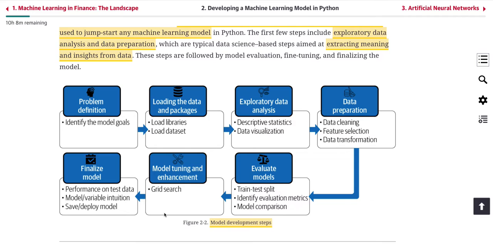Now here they listed the 7 steps that are part of model development stages. The first is the problem definition, and that's very critical. You need to first identify what are the goals of the system you want to develop. Without having a goal, it's like shooting in the dark. You really don't know where you're going. So you need to have a goal, a definite goal.